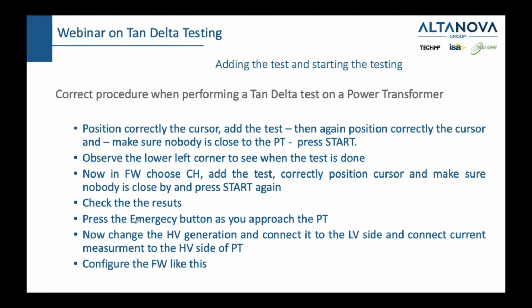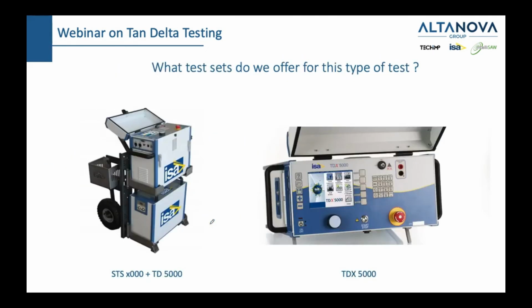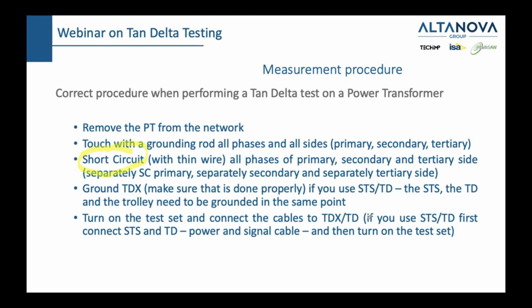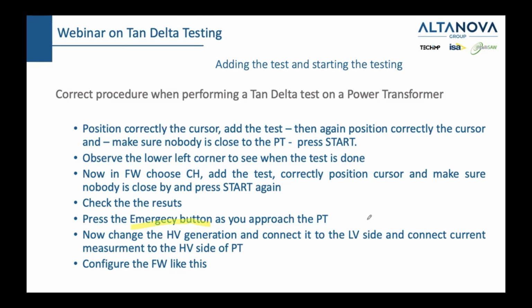By choosing CH, you would again make sure that nobody is close, press start, and you would check the results. Then you would press the emergency button. The emergency button is a very nice mushroom type red button, which is this one here. We also have it here. And this button is important because, of course, nobody is going to intentionally press start when somebody is on the transformer, but nobody knows if something like that will happen accidentally. Because we care about your safety, we want you to use the emergency button.